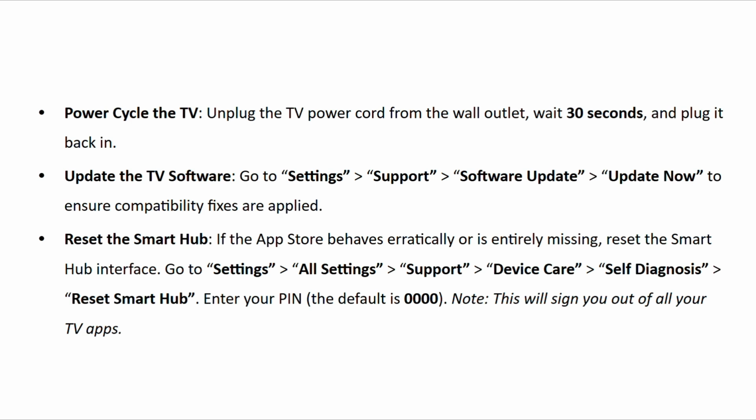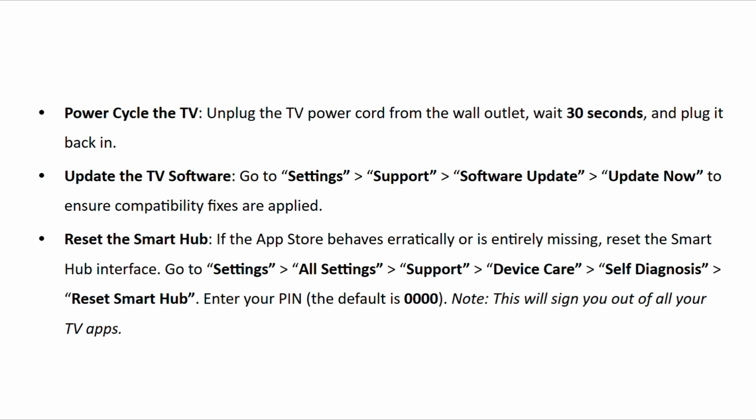Now, unplug the TV power cord from the wall outlet, wait for 30 seconds, and then plug it back in. Then go to Settings, in it go to Support, then tap on Software Update and click Update Now to ensure compatibility fixes are applied. If the App Store behaves erratically or is entirely missing, reset the Smart Hub to remove interference.